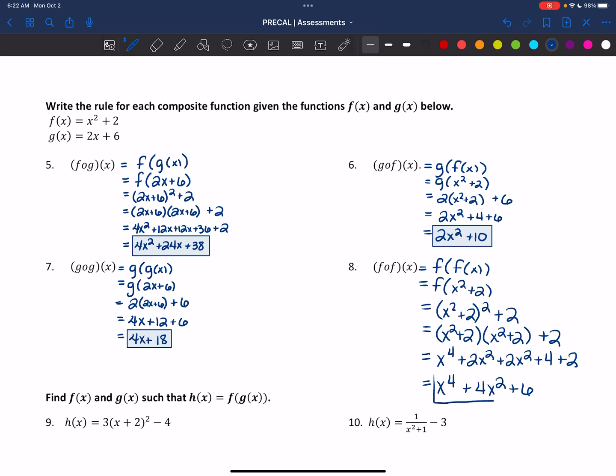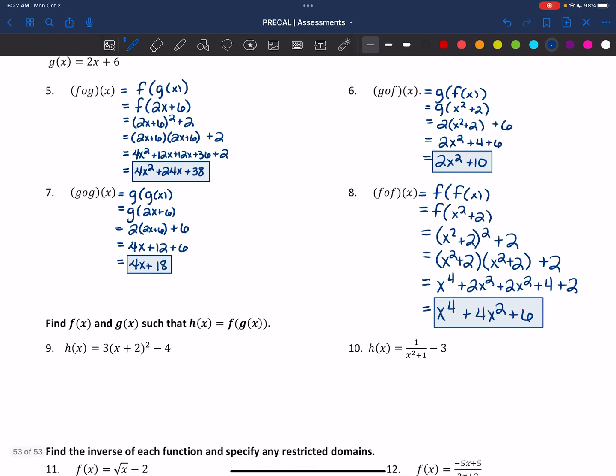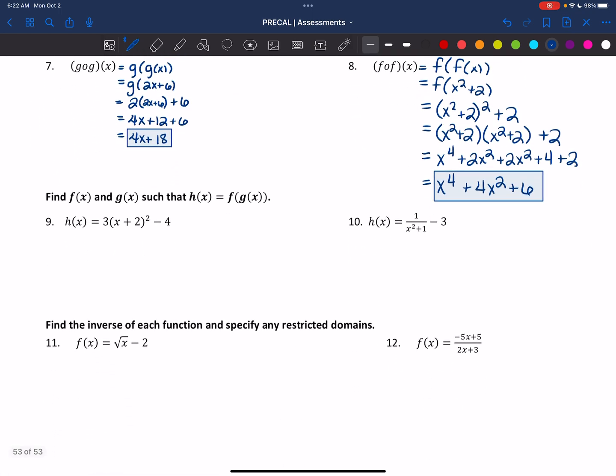There we have it. We had 2 terms that were squared, so we combined those, and then we had our 2 constants at the end, which add up to 6. That is composition, you guys. Now, let's do some decomposition.